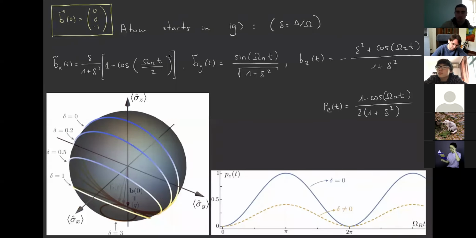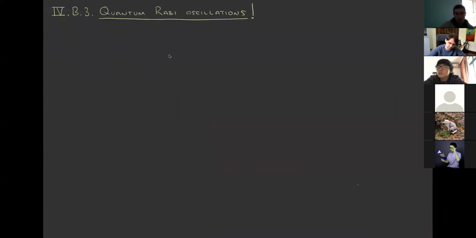Okay, so back to this quantum model, or this model in which the field is completely quantized. Now what we ask is the following question. So we let the state of the atom be the ground state initially. So we have a ground state atom initially.